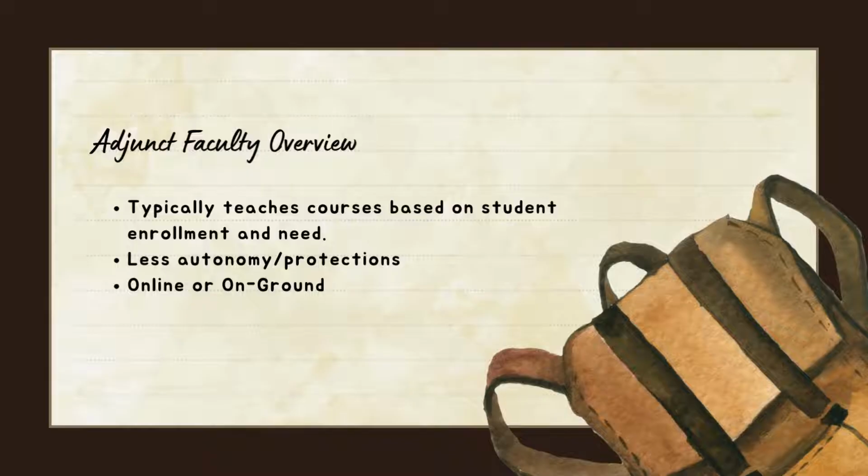So, in general, adjunct faculty members teach based on student need, and they tend to be the first ones hired and the first ones fired. There aren't a lot of job protections, and sometimes you don't have as much autonomy because your course is already created and you're just kind of teaching the content that's already been curated specifically for the course.